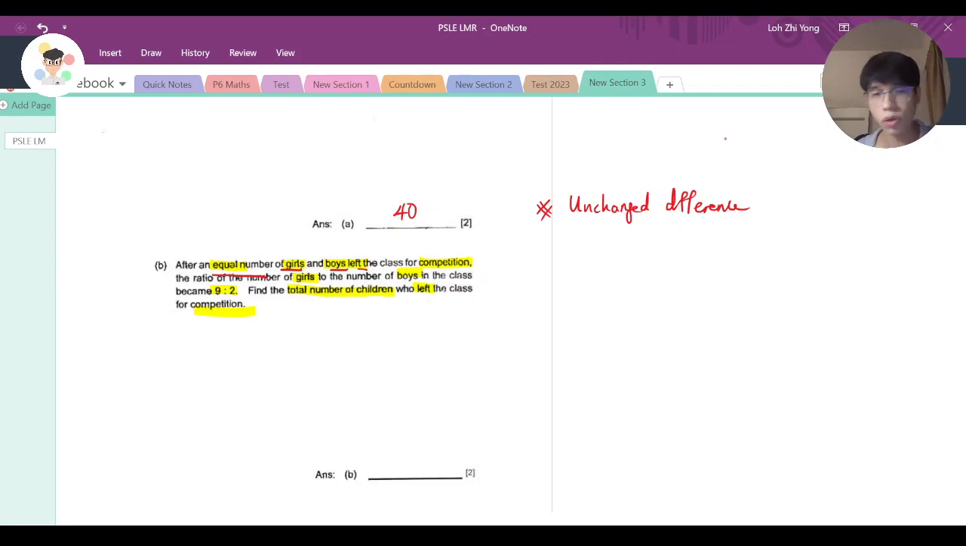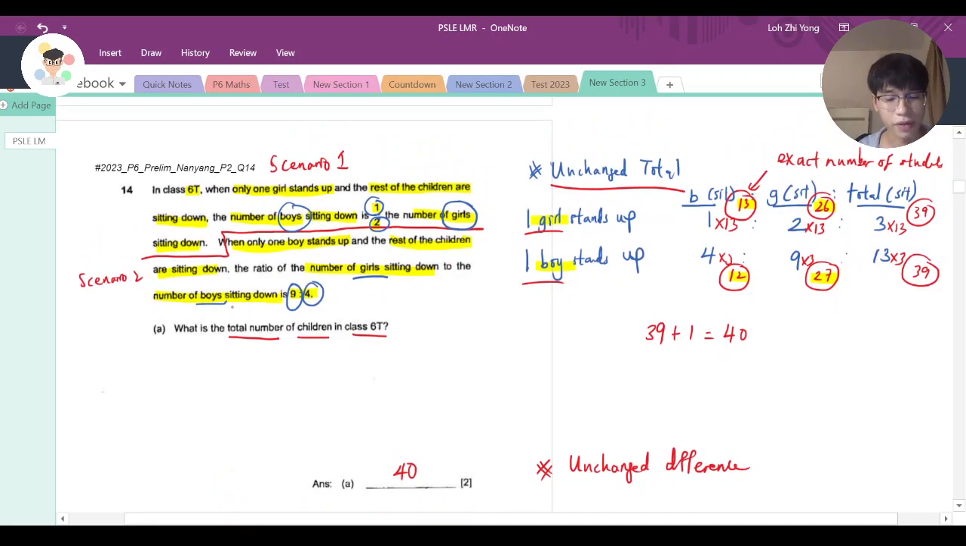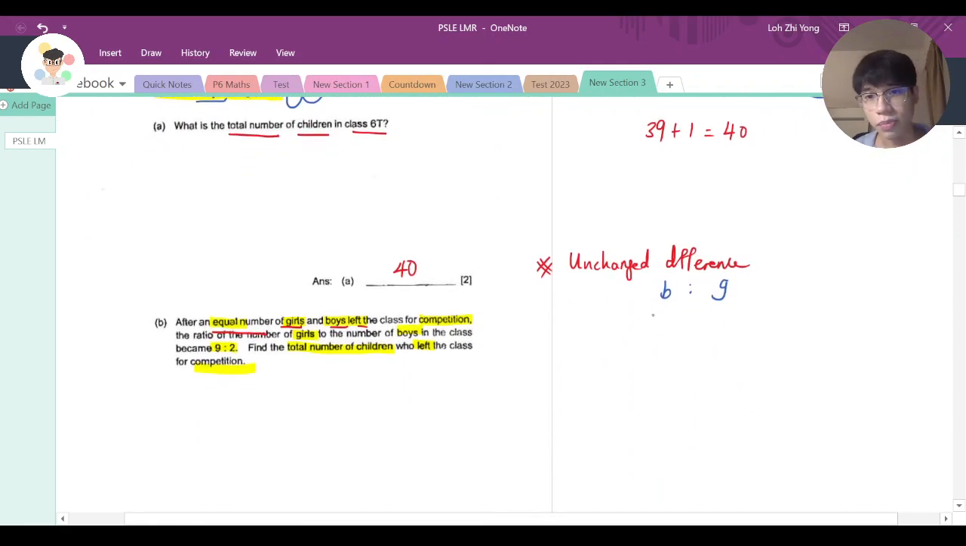Okay? So let's go back to our previous table here. Let's find the number of boys and girls we have here in the class. So boys, girls. Boys, I have 13. Girls, I have 26. No, I have one girl standing up, right? So it's 13 and 27. So I know I have 13 boys and 27 girls. And since I know it's an unchanged difference, let's try to find the difference. 27 minus 13 is 14.